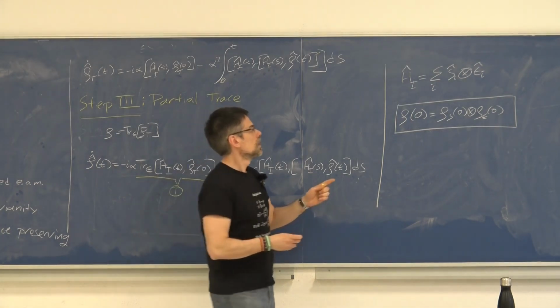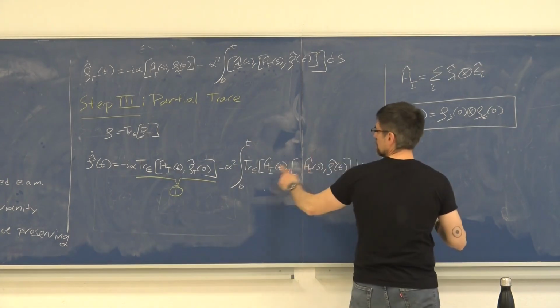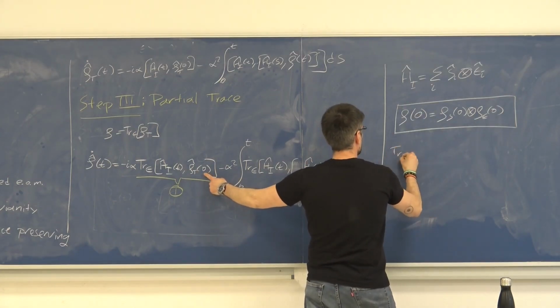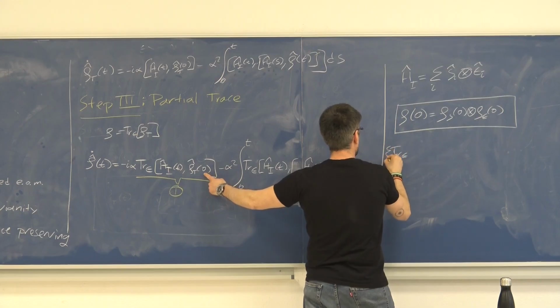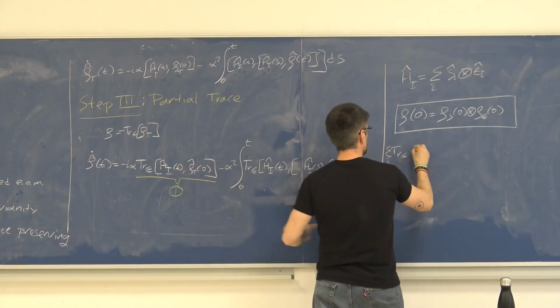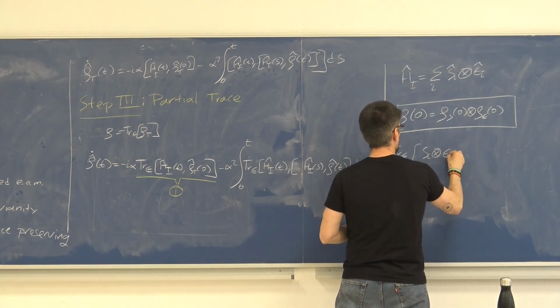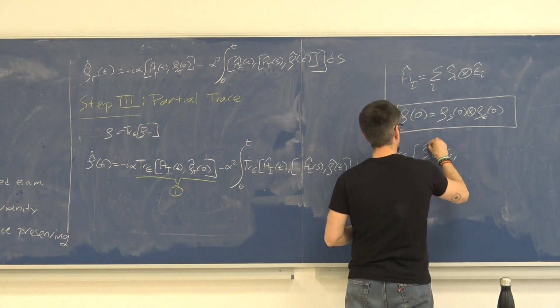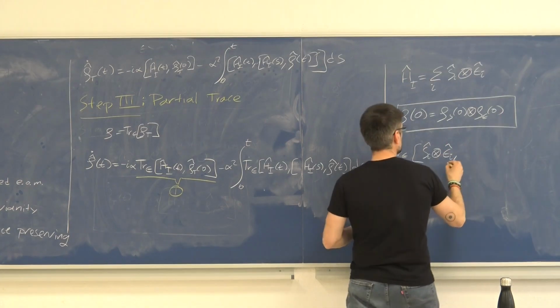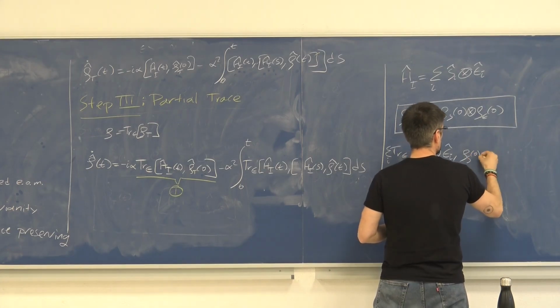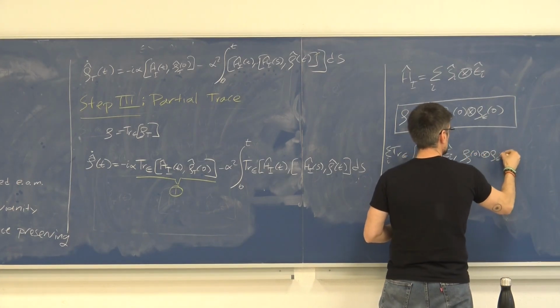If we assume these two, this commutator, that is what we want to calculate, we can write it this way: sum over i, the trace over the environment of S_i times E_i, rho_S of 0 times rho_E.